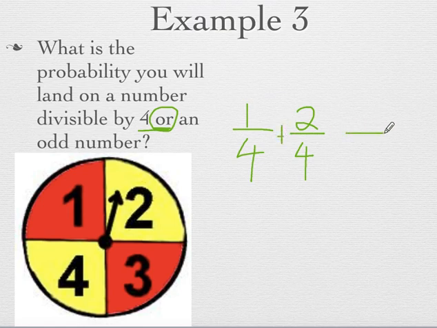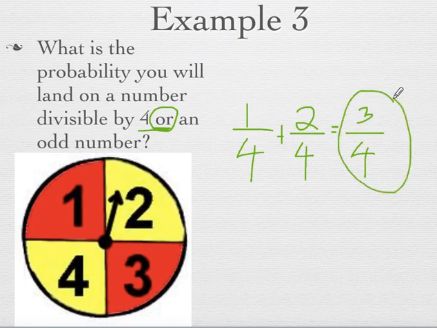In adding fractions, you have to make sure that the denominators are the same, or we call them similar fractions, and write the common denominator. In this case, they are similar, so no problems with the denominator. And then since they are similar fractions, you can just add the numerators right away. And that is equal to 3 out of 4. So you have 3 chances out of 4 of getting a number that is divisible by 4 or an odd number if you spin that spinner, right?